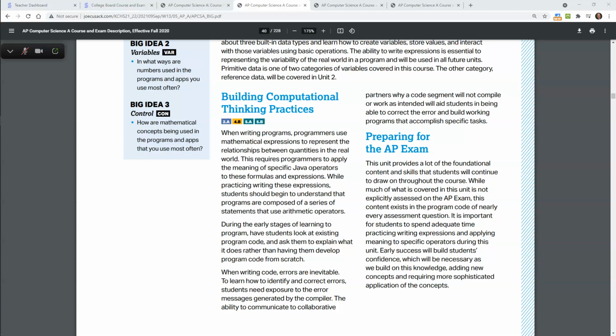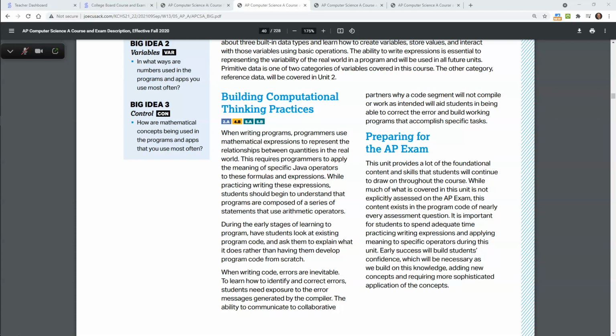Preparing for the AP exam. This unit provides a lot of the foundational content and skills that students will continue to draw on throughout the course. While much of what is covered in this unit is not explicitly assessed on the AP exam, this content exists in the program code of nearly every assessment question.